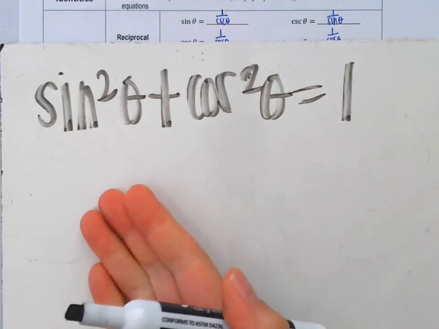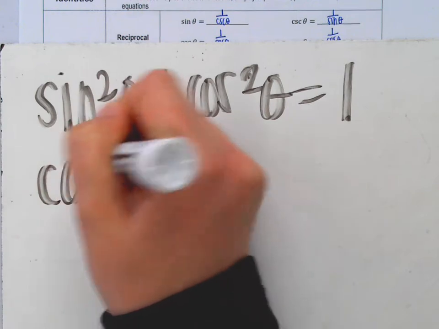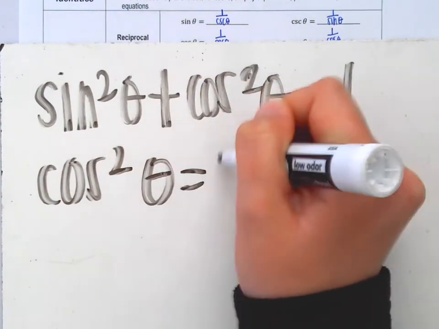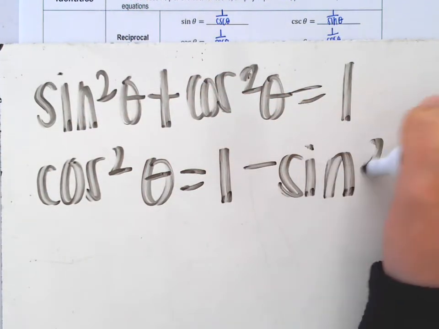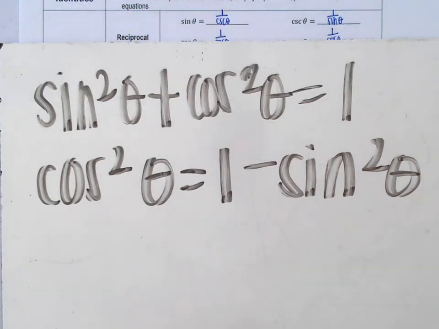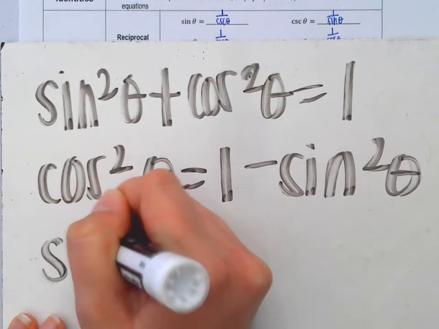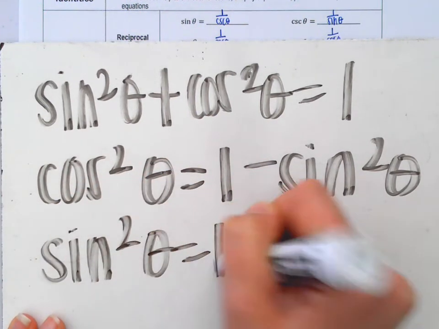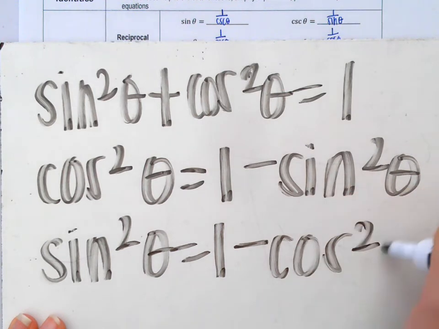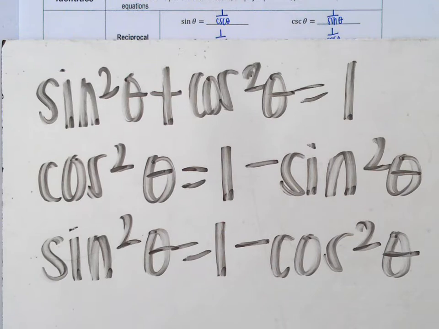So I could subtract sine squared theta from both sides, and I would have cosine squared theta equals 1 minus sine squared theta. And we use that a lot. We use the manipulation of it a lot. I could subtract cosine squared theta, and I have sine squared theta equals 1 minus cosine squared theta. So it's just rearranging the same thing, which is why I don't write the other ones down.